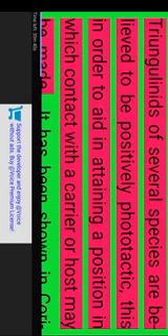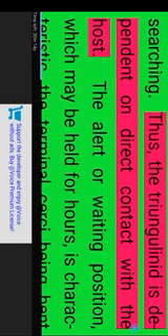Triangulinids of several species are believed to be positively phototactic, this in order to aid in attaining a position in which contact with a carrier or host may be made. It has been shown in Coreoxenos that little movement of the triangulinid occurs, and apparently no searching. Thus, the triangulinid is dependent on direct contact with the host.